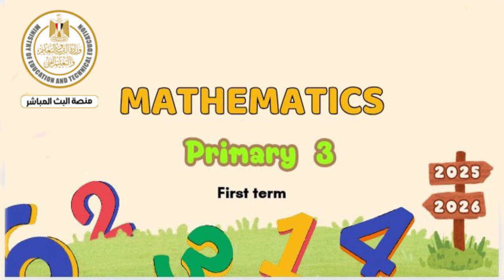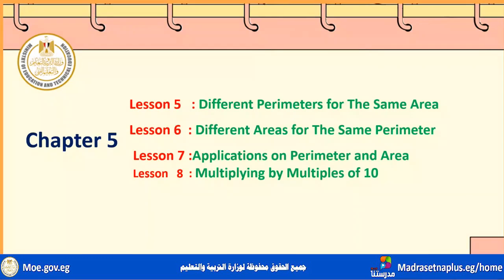Let's go. Inshallah, we're still with chapter 5. We will get 4 lessons. Lesson 5 is about different perimeters for the same area. Lesson 6 talks about different areas for the same perimeter. Lesson 7 is the application on the perimeter and area. The last of our lessons is lesson 8, about multiplying by multiples of the number 10. Are you ready now? Let's go.